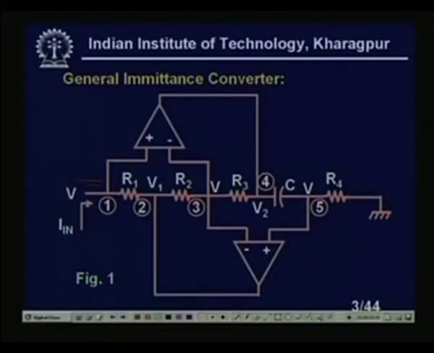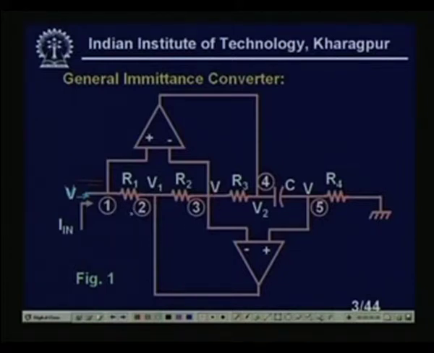Now, I want to look at the input impedance of the circuit from this terminal, right. So, I connect a voltage source V and measure the current which is going inside, right. You see, two op amps are connected. That is the reason we call it a two amplifier structure, and let us analyze the circuit.